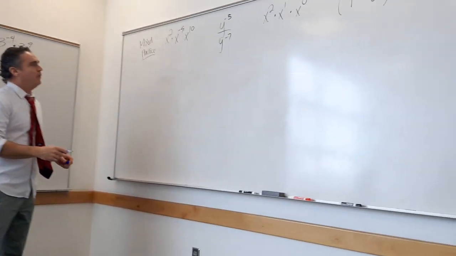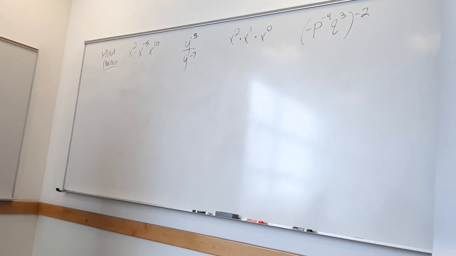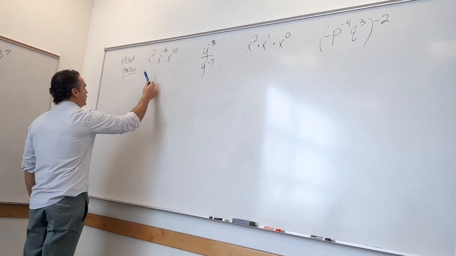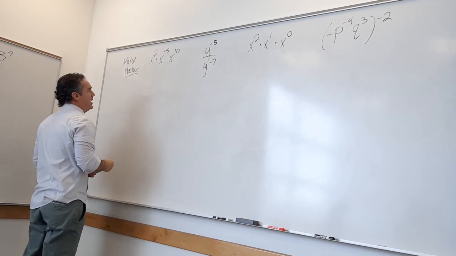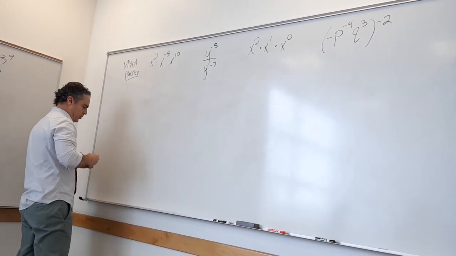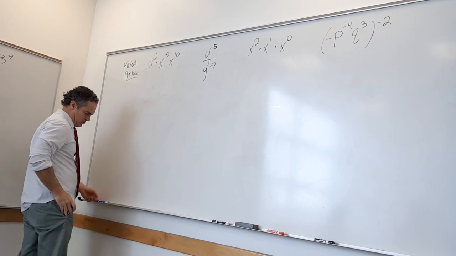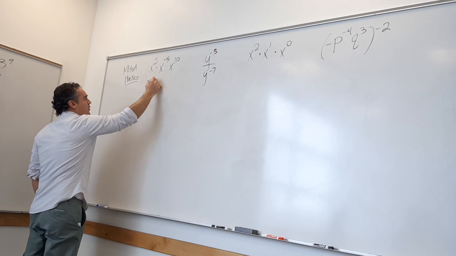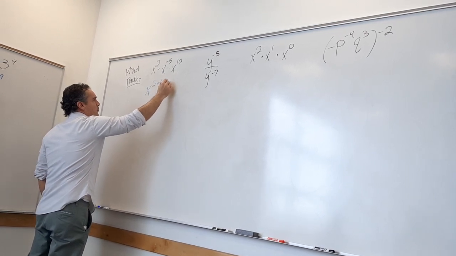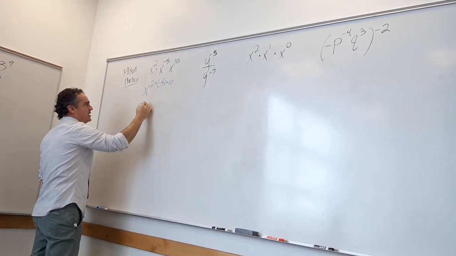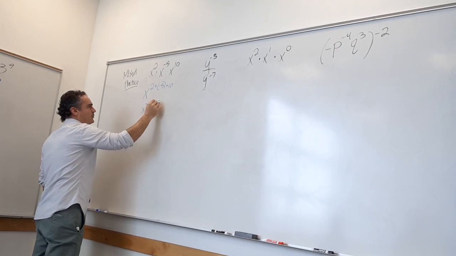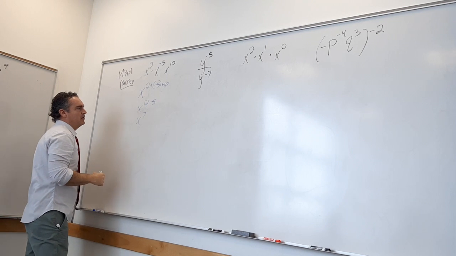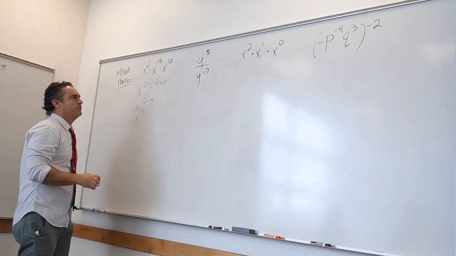We have 4 more of our mixed practices on this other board here. Definitely got some product rule here. All these have the same base. We can take them and say that this is x to the 2 plus negative 5 plus 10. And so this is x to the 12 minus 5, because I'm taking the 2 and the 10, and I'm saying this is x to the 7. Okay? That's your final answer.